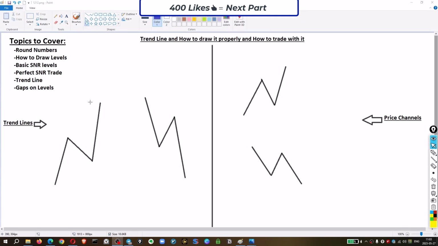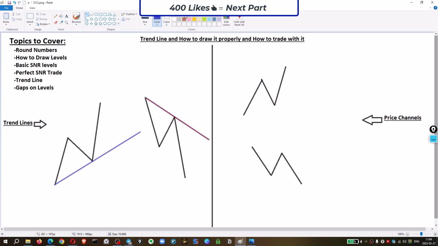Okay, in order to draw the perfect trend line, we need 2 points, okay? So this is the first point, this is the second point. This is the first point, this is the second point, okay? So we can draw the trend line. Let's draw it. Okay, this is the proper trend line for buy, and this is for sell, okay?